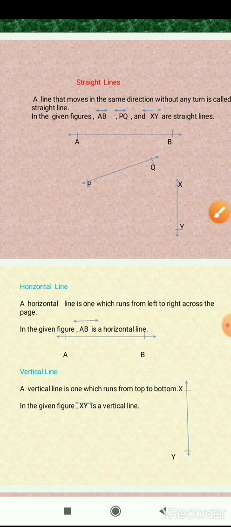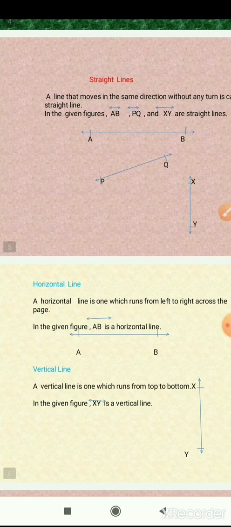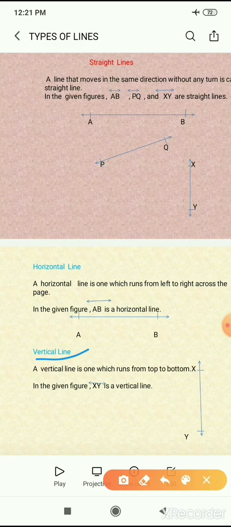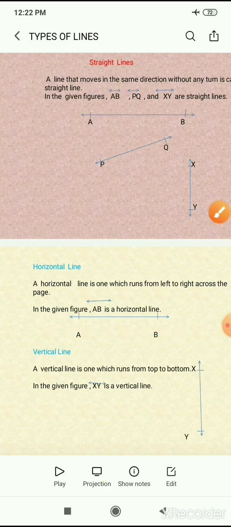The next type of straight line is the vertical line. A vertical line is one which runs from top to bottom. Look here: a horizontal line runs from left to right, and a vertical line runs from top to bottom. In the given figure, XY is a vertical line. These are the types of straight lines: the horizontal line, which runs from left to right across the page, and the vertical line, which runs from top to bottom.